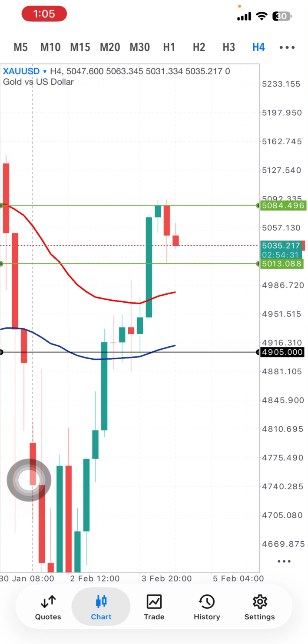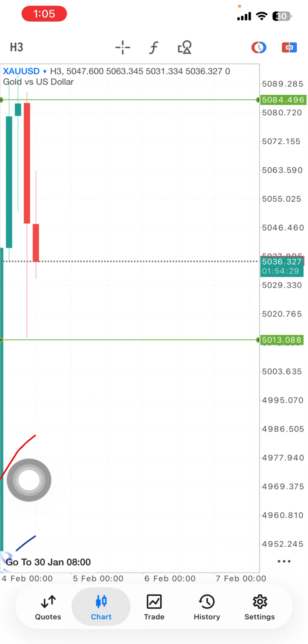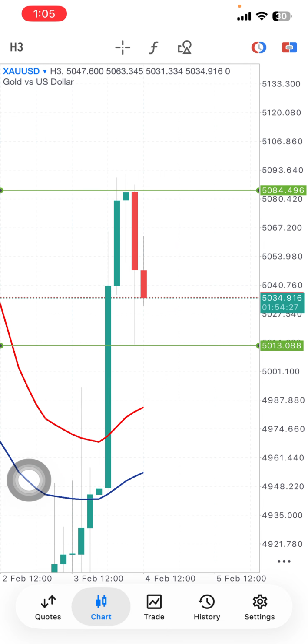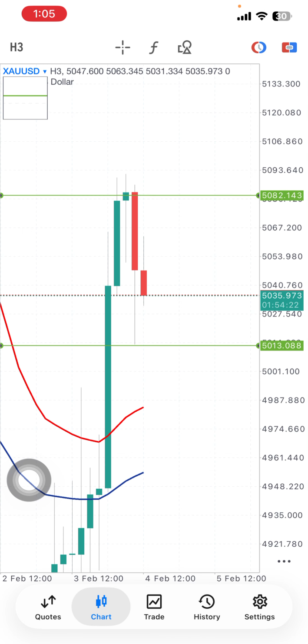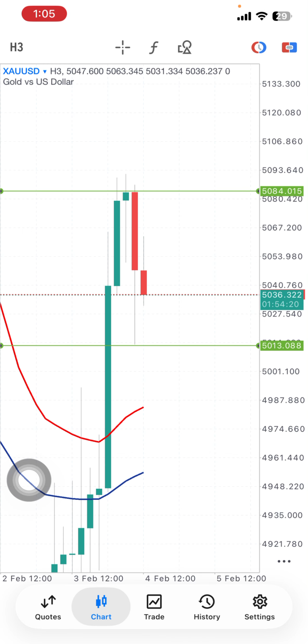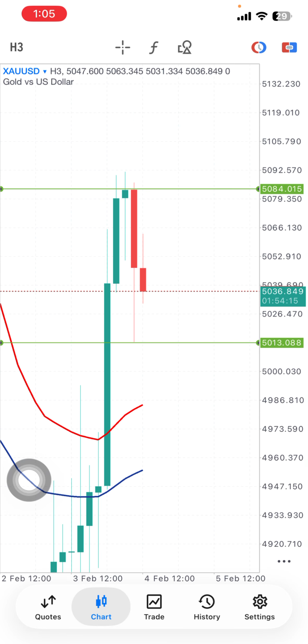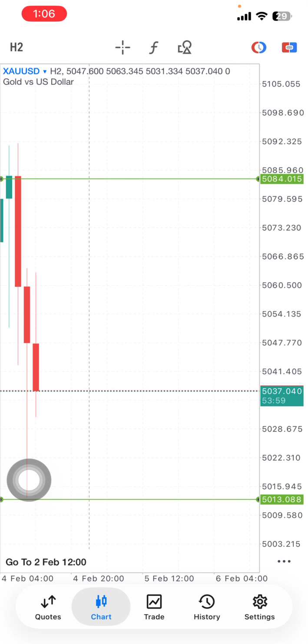So let's move on to the 3-hour time frame. You can see clearly that this is the rejection, this is the resistance that the market created. And then this is the rejection. So indeed the market is in an uptrend, but currently, because it has created a resistance, the market is trying to retrace to the downside a little bit. Let's see if indeed this market will continue to the upside or will continue to the downside. So let's move on to the 2-hour time frame.